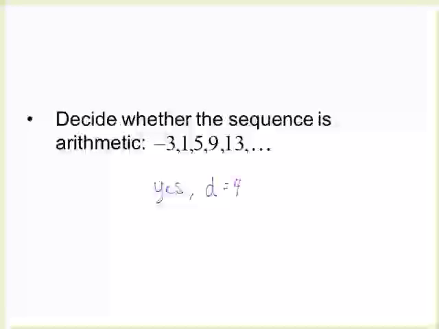-3 plus 4 is 1, plus 4 is 5, plus 4 is 9, plus 4 is 13. Okay? So by explanation, it doesn't have to be like a long, well-constructed sentence. We can just say, yes, because there is a common difference. That common difference we're adding is 4.